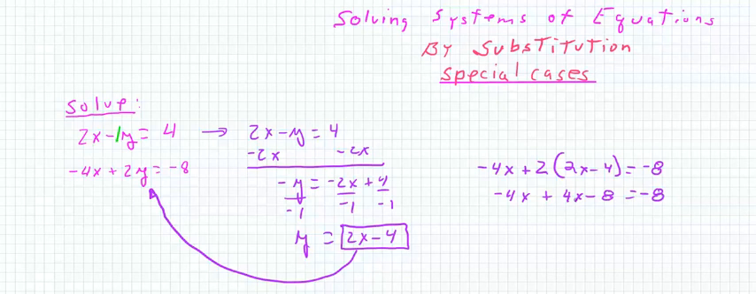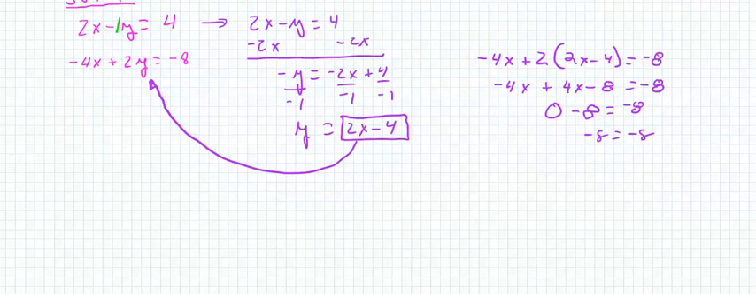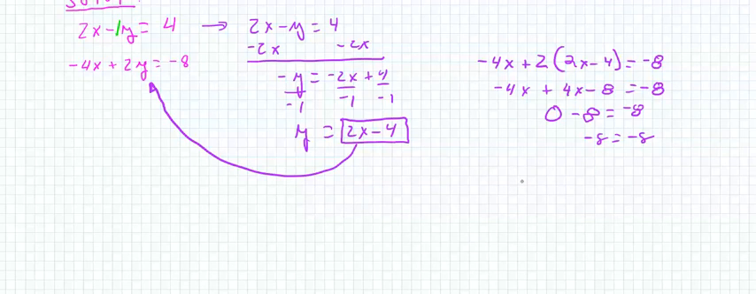Negative 4x plus 4x, some of you struggle with this, but negative 4x plus 4x cancel and it's 0. Some of you write x. So I get 0 minus 8 equals negative 8, or negative 8 equals negative 8. Now, don't lose sight of what we were trying to do. We were solving for x. And my variable died. It's gone.